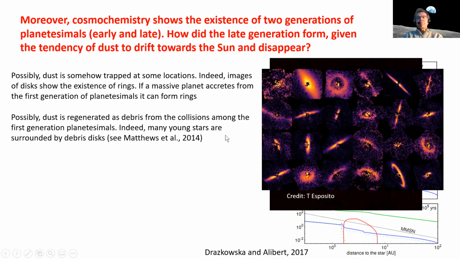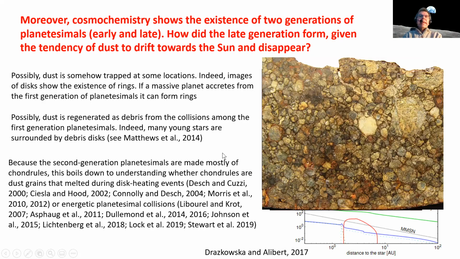And this is also a possibility. At the end, this issue of whether dust is preserved or is regenerated boils down to an unsolved question in planetary science, which is: what is the origin of chondrules? Chondrules are the major constituents of chondrites, which are the second generation planetesimals that form 2 to 3 million years after CI times. And there are essentially two camps in the community about the origin of chondrules.